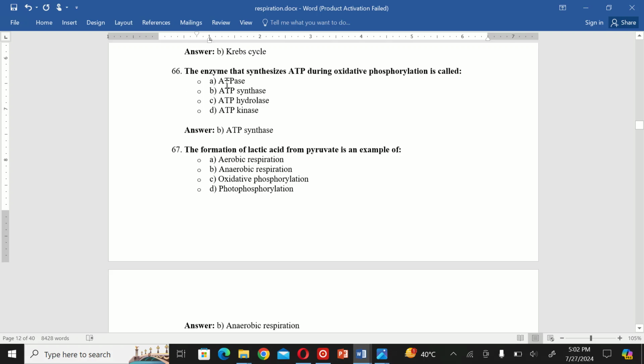The next MCQ is: the enzyme that synthesizes ATP during oxidative phosphorylation is called A. ATPase, B. ATP synthase, C. ATP hydrolase, and D. ATP kinase. So the correct option is ATP synthase.